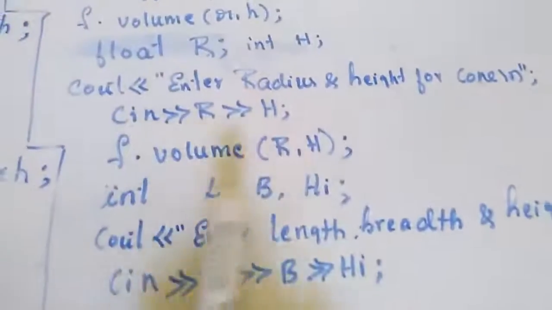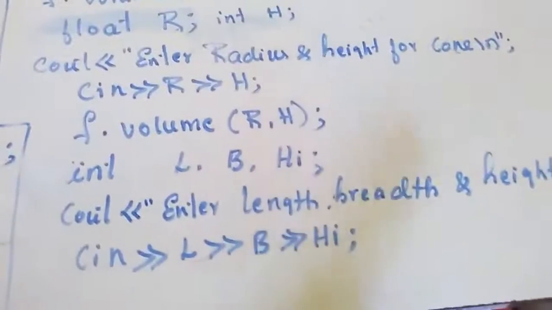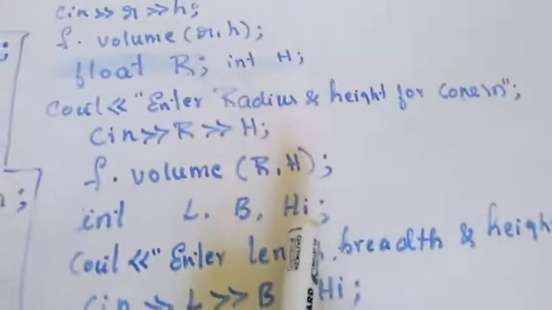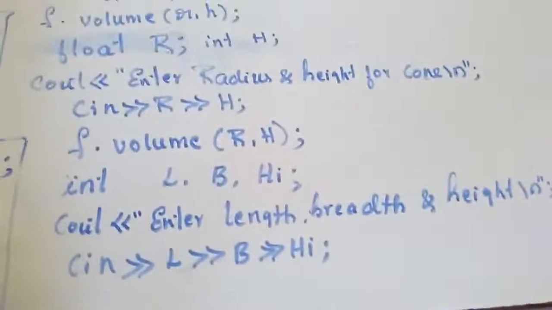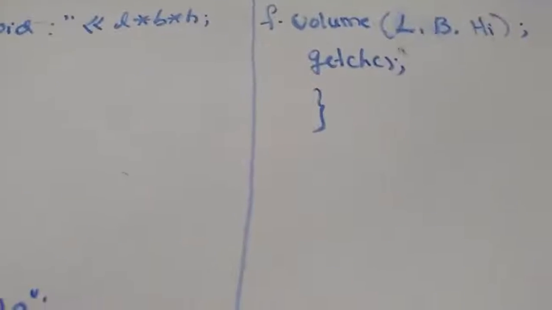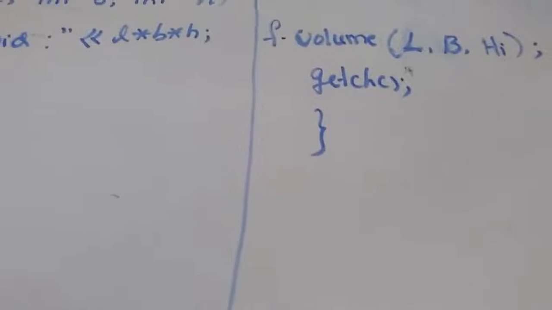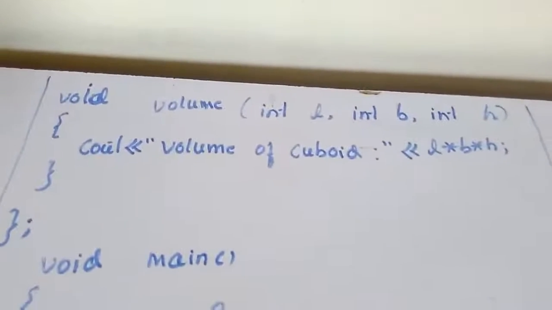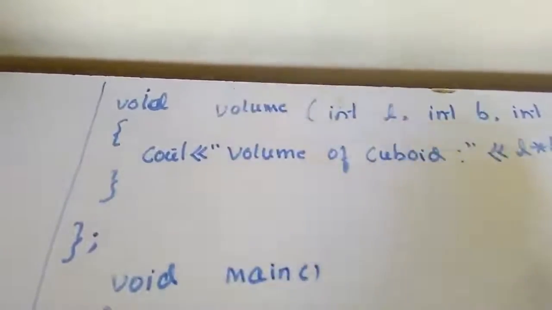After execution, the next thing is cuboid, length, breadth and height, hi. I have taken hi. Already I used h, capital H, so I changed the identifier here. Enter length, breadth and height. After reading, that function would be called, f dot volume, L, B and hi. This function will be executed. So all three variables or arguments are integer type and it receives and calculates.